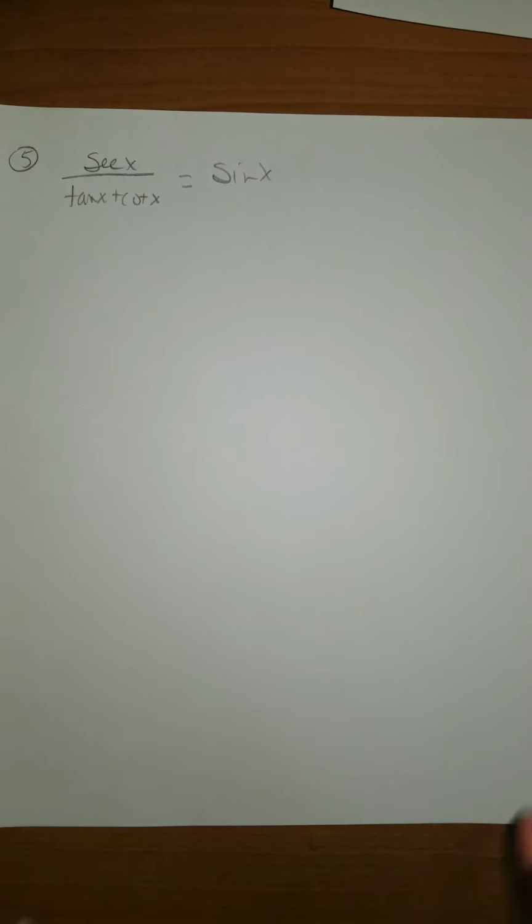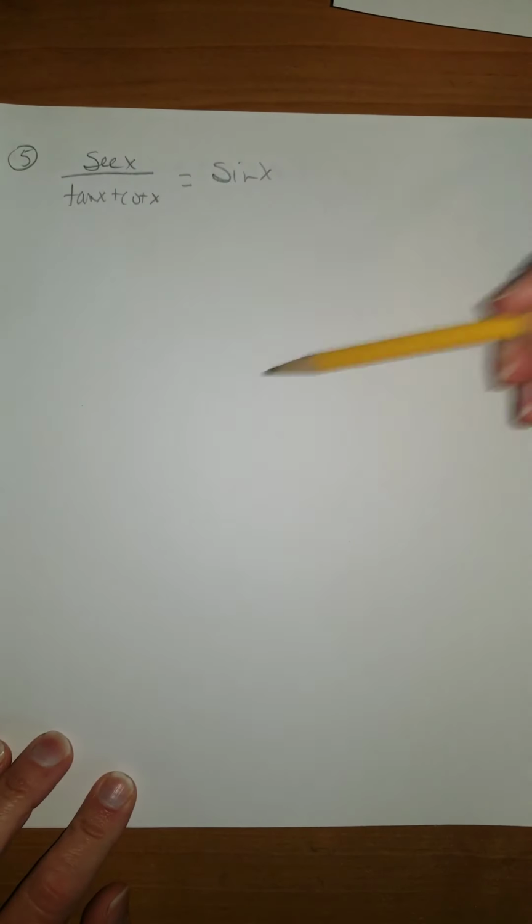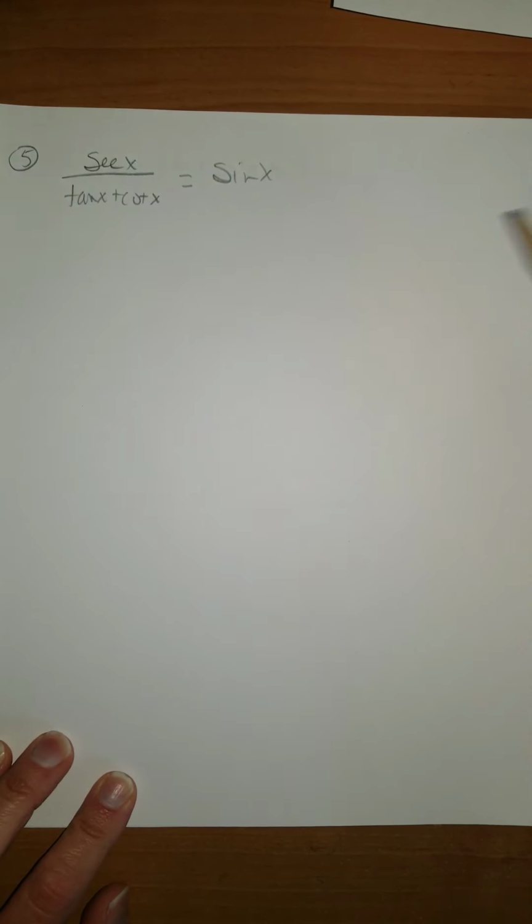You're going to see some big fractions, okay? So if you need to, because I'm going to actually do this, I'm going to make wavy lines between each of my steps so that you can actually see them. I'm going to change everything to sines and cosines.